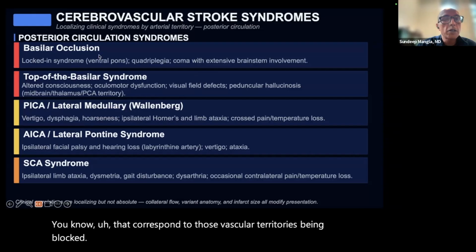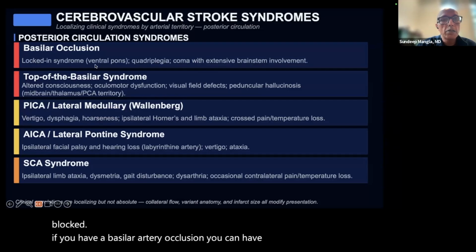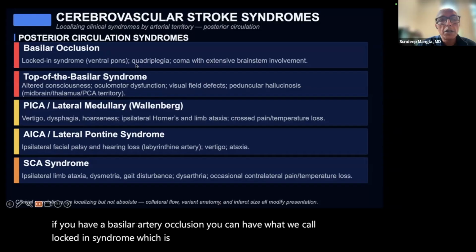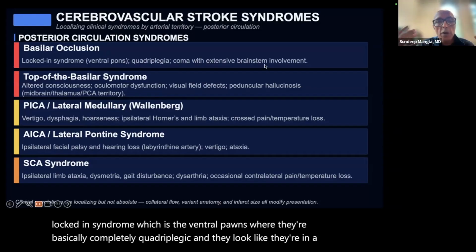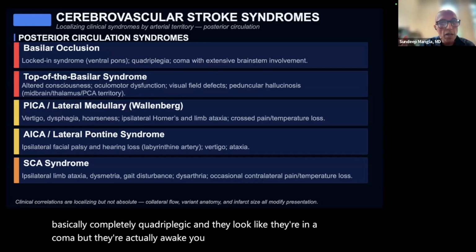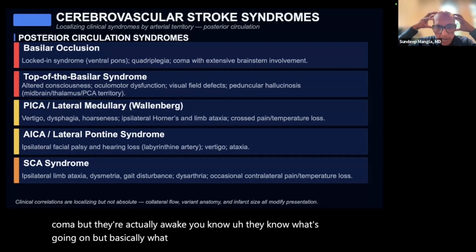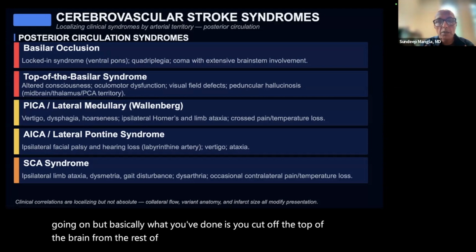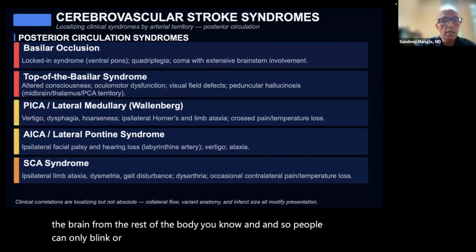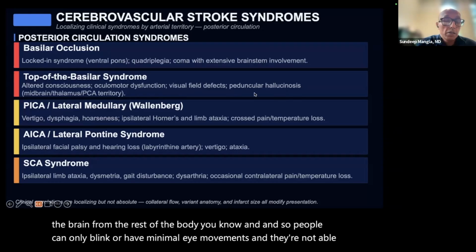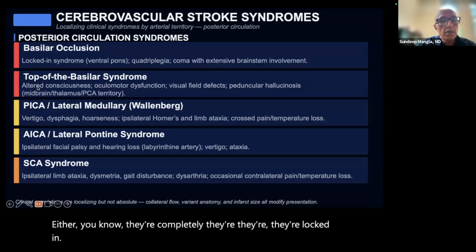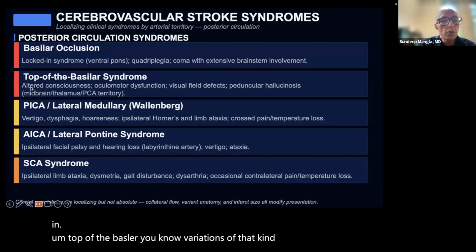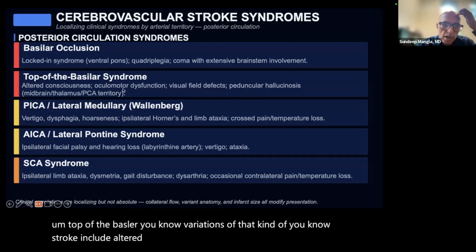If you have a basilar artery occlusion, you can have what we call locked-in syndrome, which is the ventral pons, where they're basically completely quadriplegic and they look like they're in a coma, but they're actually awake. They know what's going on, but basically what you've done is you've cut off the top of the brain from the rest of the body, and so people can only blink or have minimal eye movements. They're completely locked in. Top of the basilar variations of that kind of stroke include altered consciousness, oculomotor dysfunction.